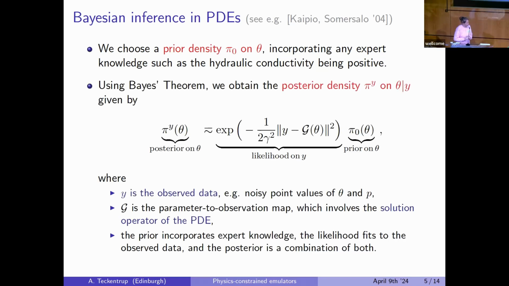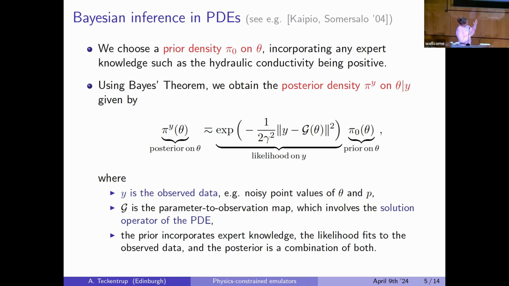Then you use Bayes' theorem, and I think most people here are familiar with that. So you can update the prior by including data. You condition on some observed data y, which typically comes in the form of noisy point values of theta and/or the PDE solution P. I've written here Bayes' theorem: the posterior that you get on theta is proportional to the likelihood times the prior.